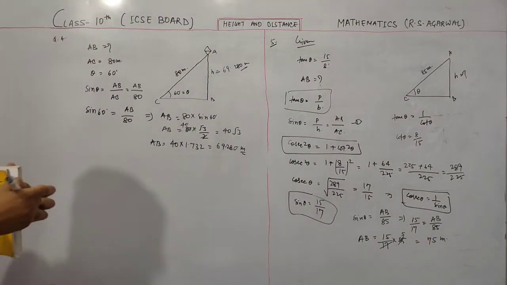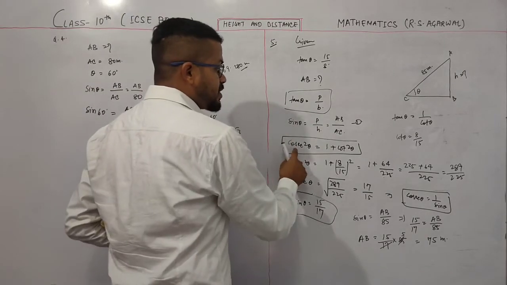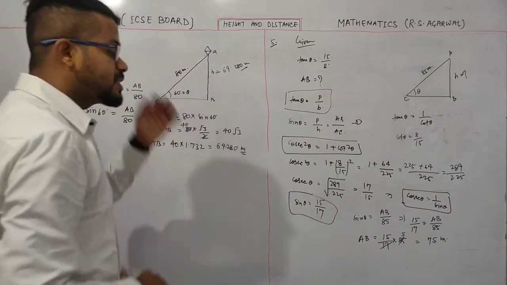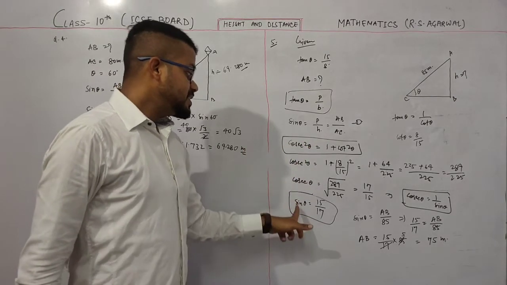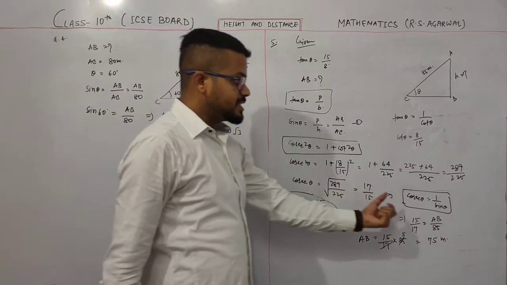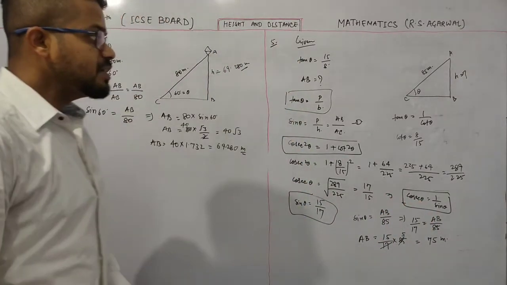Here we use the trigonometrical identity cosec square theta is equal to 1 plus cot square theta. So once we calculate cosec theta, we convert this into sin theta because cosec theta is the reciprocal of sin theta. So this is the process of question number 5.